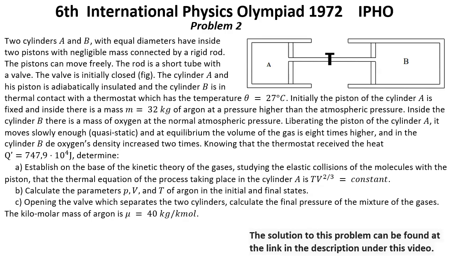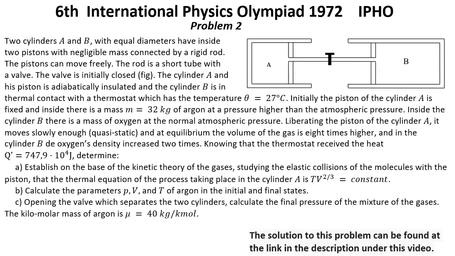Knowing that the thermostat received the heat Q prime equal to 747.9 times 10 to the power 4 joules, determine A. Establish, on the basis of the kinetic theory of gases, studying the elastic collisions of the molecules with the piston, that the thermal equation of the process taking place in the cylinder A is T multiplied by V to the power 2/3 equal to constant.